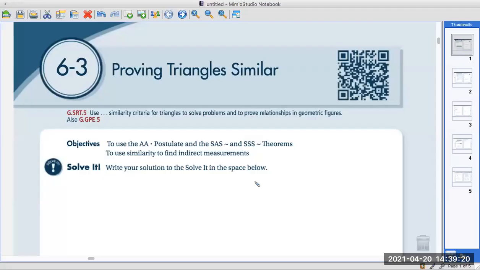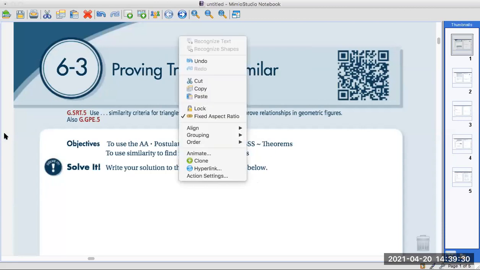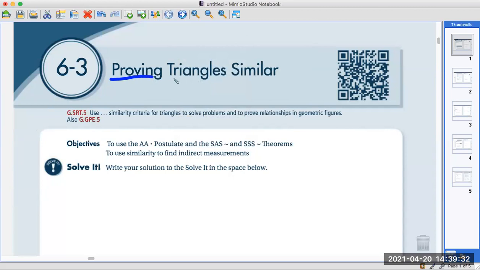Hello, everybody, and welcome to lesson 6.3, which is on page 358, and it's about proving that triangles are similar. If you remember from our previous lesson, similar means it's not exactly alike, but it has the same shape, the triangle in this case, and the symbol is this little tilde, so that symbol is the sign for similar.